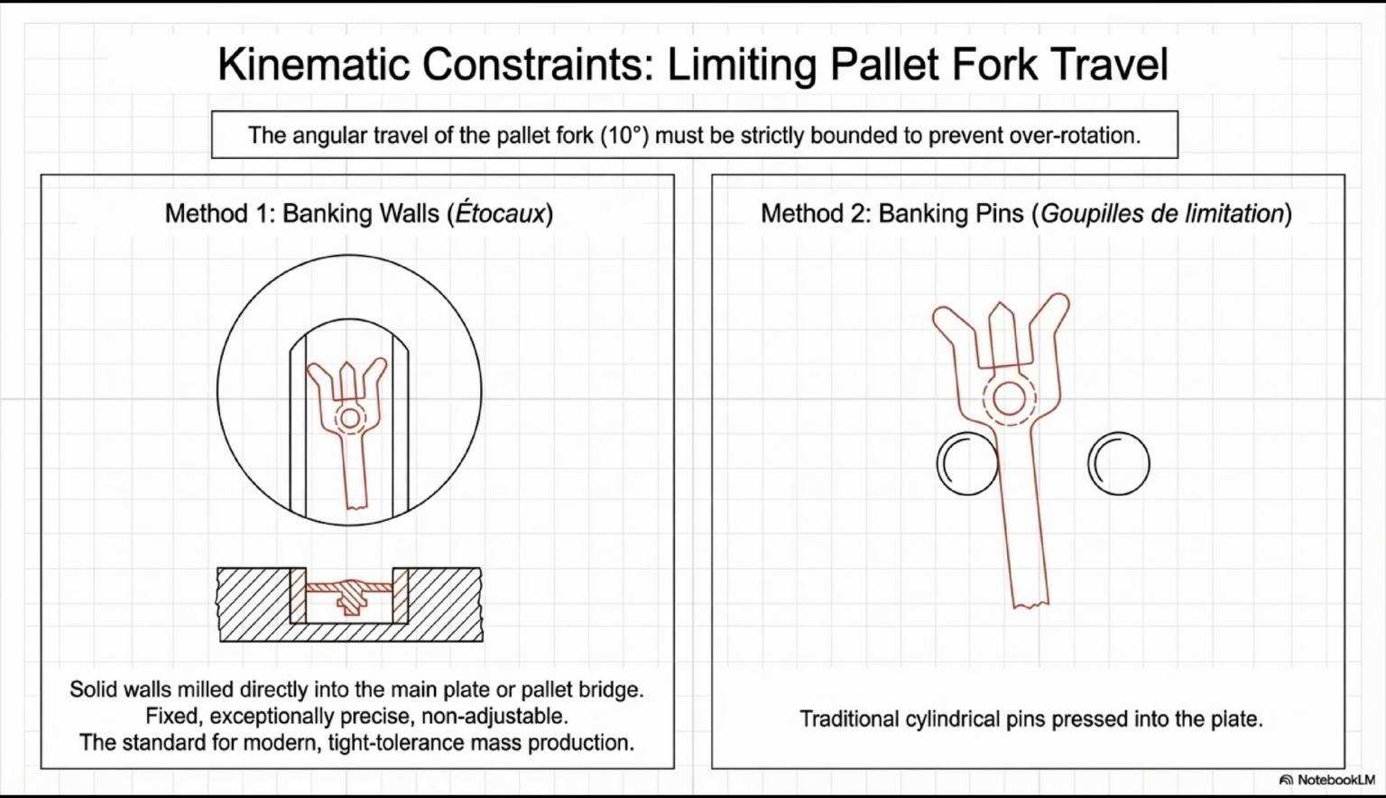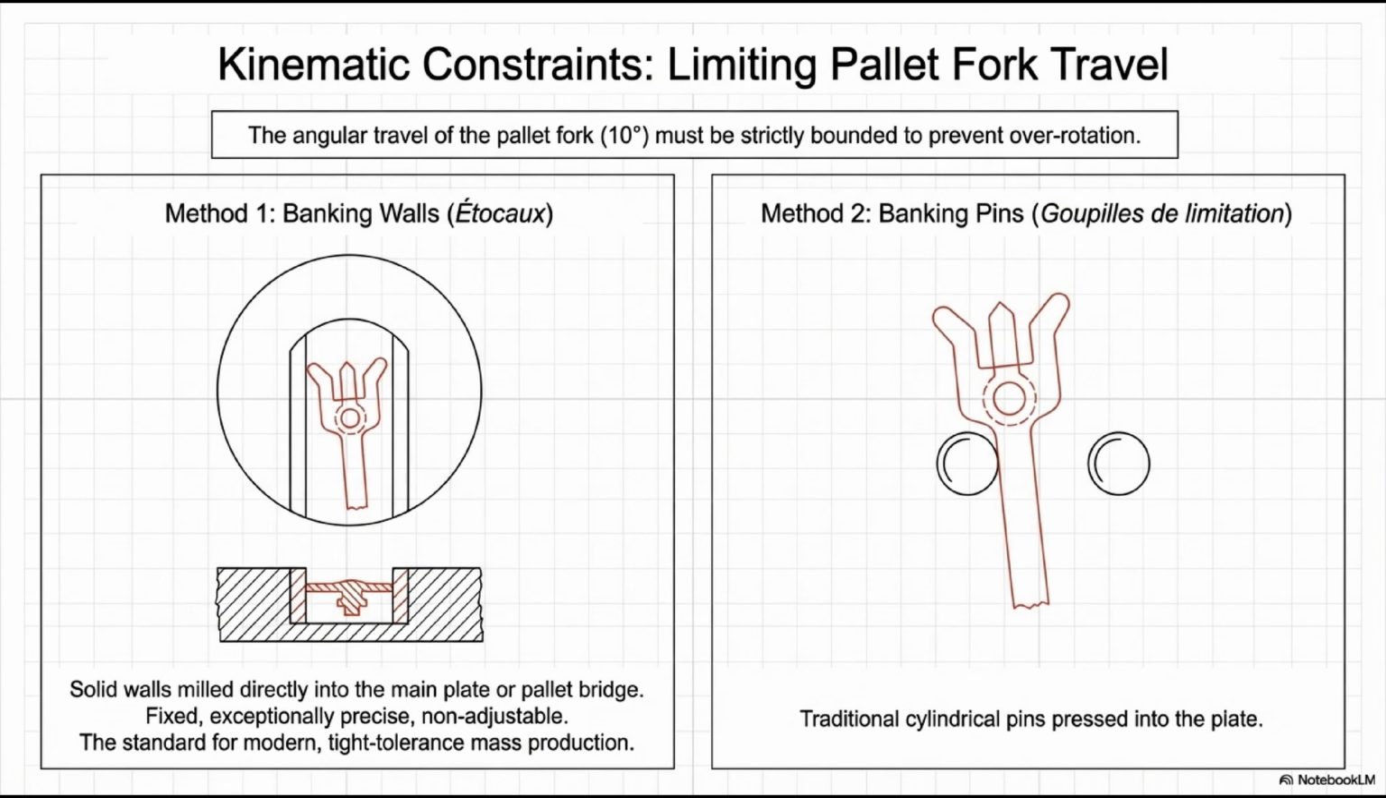Method 2, banking pins, or goupilles de limitation. Small cylindrical steel pins pressed into holes in the plate. Two pins, the inner pin G1 toward the center of the movement, and the outer pin G2 toward the edge. The right diagram shows this configuration. The critical advantage: adjustability. By pressing a pin deeper or shallower, or rotating a pin in a slightly off-center hole, the watchmaker can fine-tune the fork's travel range during a servicing. This is invaluable for individual movement finishing, and for any adjustment work where you need to equalize drops or correct play values.